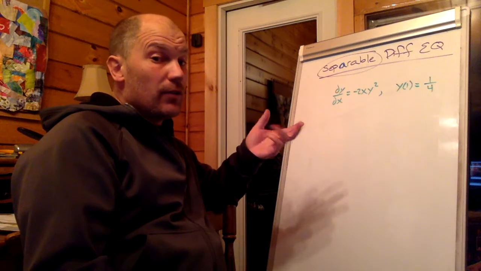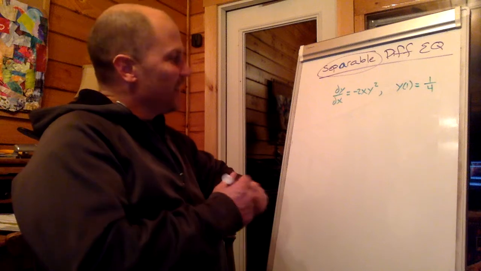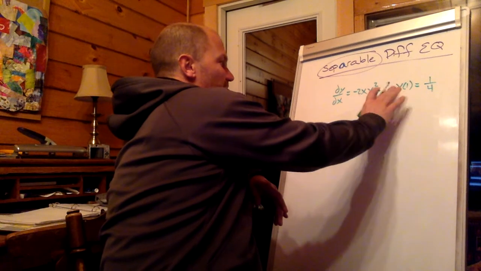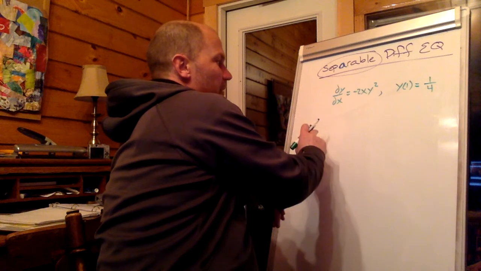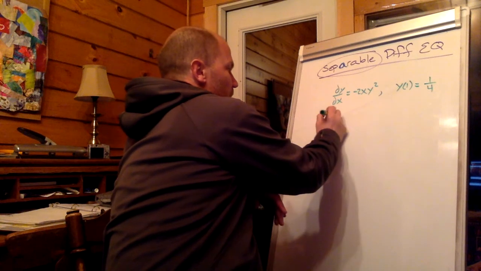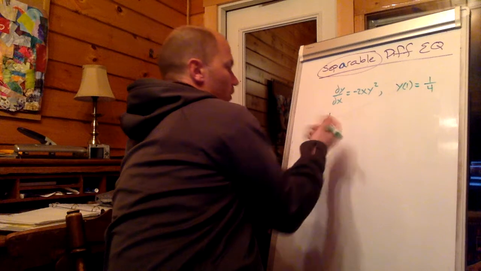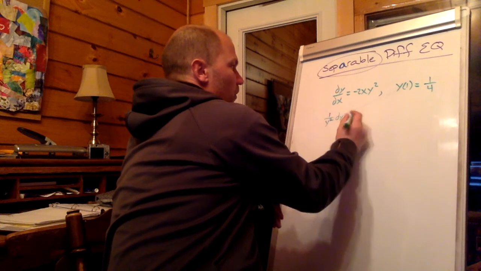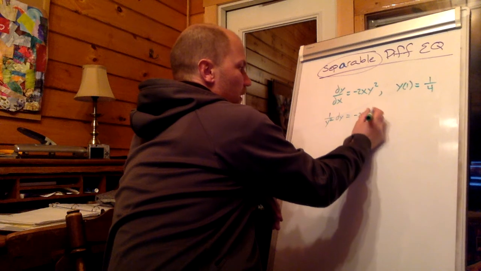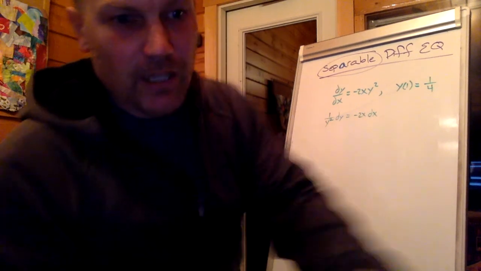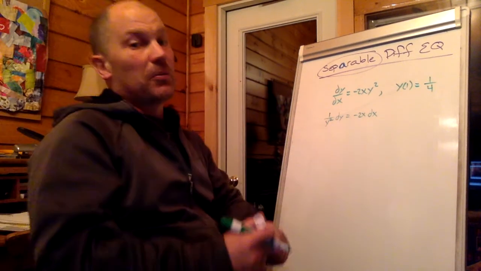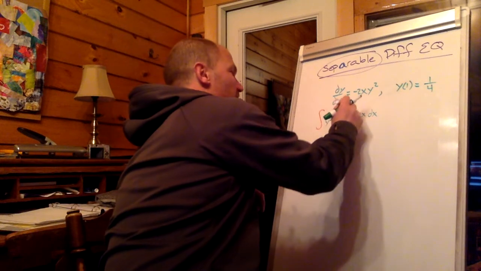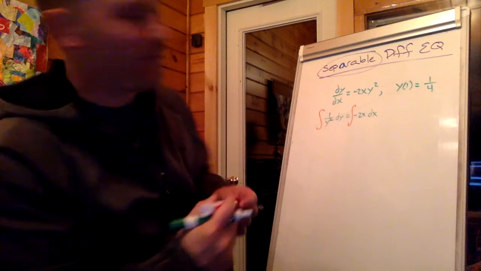Step one is, everybody said separate. Very good, very good. Nice job. So we bring the x over here, and we're going to divide everything by y squared. So we'll end up with 1 over y squared, or y to the negative 2 if you want, dy equals negative 2x dx. Very good. All right. Now that everything's separated, step 2 is, you all said in unison, that was great. We're going to integrate. Very good, very good.